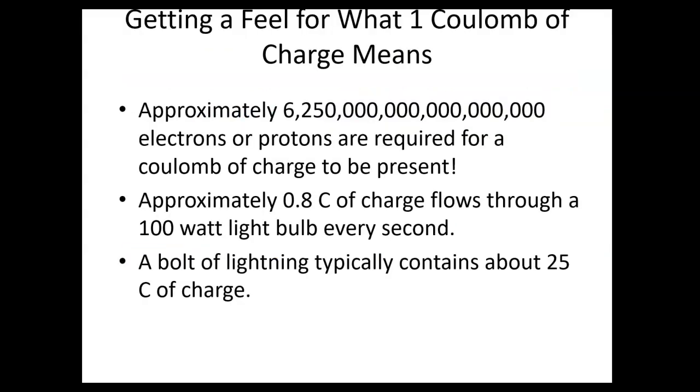So coulombs is a new unit of measure that we haven't discussed before, and I thought it might be helpful to try to get a feel for what a coulomb of charge is. You know atoms are very tiny, and so the elementary charge, the charge of a single electron or a single proton, is very small, right? 1.602 times 10 to the negative 19th. That means that it takes an enormous number of electrons or protons to have a coulomb of charge. I've written the number here. I don't really know how to say it. There are so many zeros.